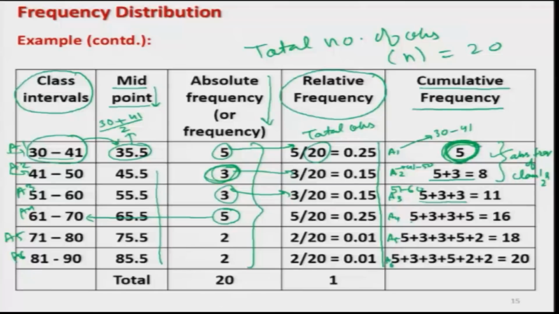Similarly, for A4, this gives you the total of all the absolute frequencies from class 1 to class 4, and similarly for class 5, this gives you the sum of all the absolute frequencies up to class 5. The sixth and last group gives us the sum of all the absolute frequencies up to class 6, and this is obviously going to be the total number of observations. So, this is what we mean by cumulative frequency. By looking at the value of the cumulative frequency, I can always find how many values are smaller than this value.